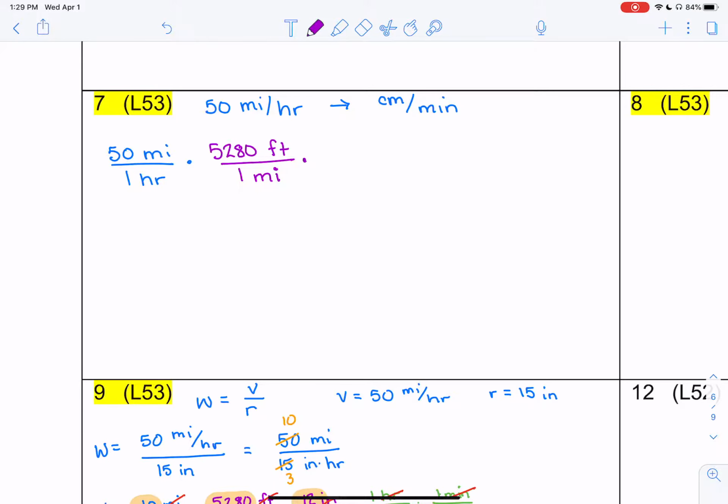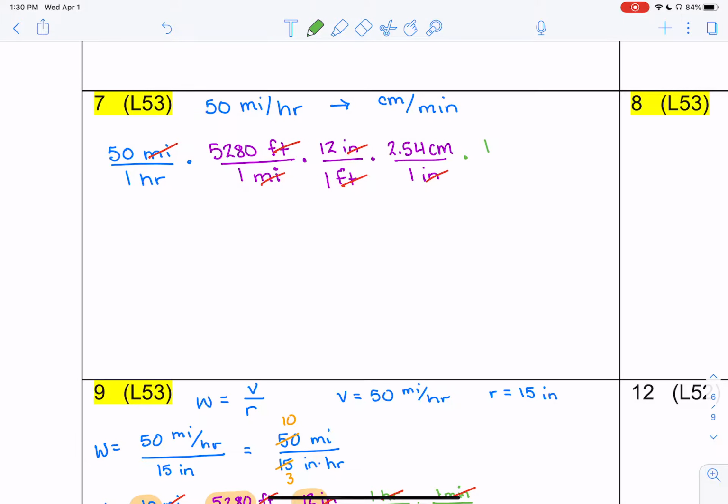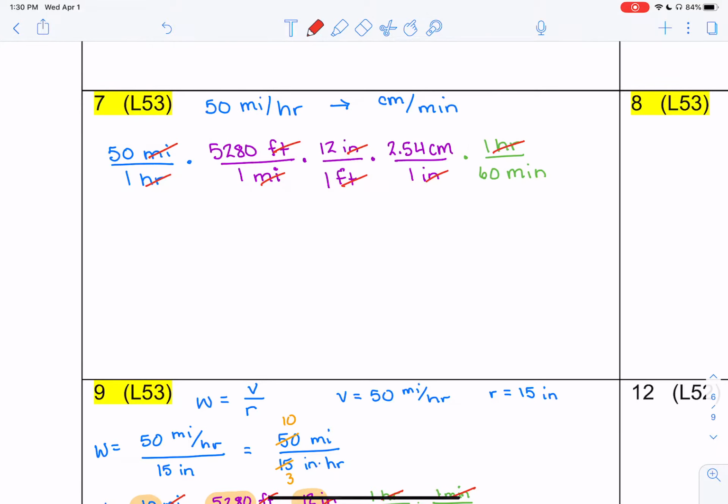Feet converted over to inches. I now have 12 inches for 1 foot. And then converting that over to centimeters, I get 2.54 centimeters for every 1 inch. Let me cancel what I have so far. Miles cancel, feet cancel, inches cancel. I have centimeters on top. I need to now convert over my minutes. And I can do that by canceling 1 hour on top with 60 minutes on bottom. Okay, so my hours are now canceling.